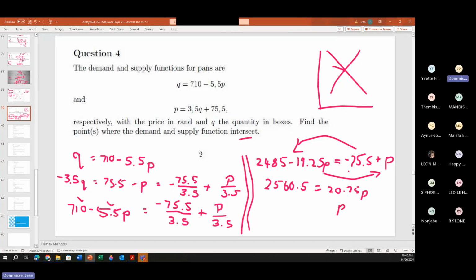Then P is equal to 2560.5 divided by 20.25, which, if I have worked it out, is also not a nice number. 126.44.